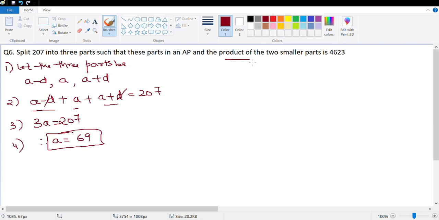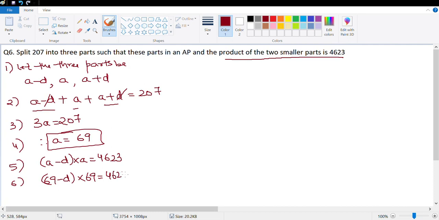Next thing, it says the product of the two smaller parts is 4623, which means A minus D multiplied with A, and this value is 4623. I know the value of A, it is 69. So 69 minus D multiplied with 69 is equal to 4623, which means 69 minus D is equal to 4623 divided by 69. Let's divide it directly.